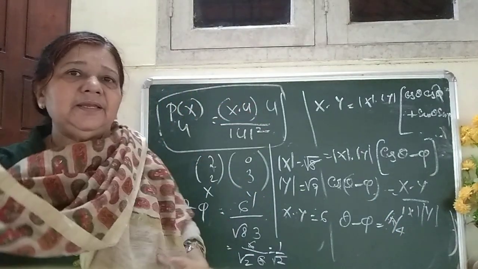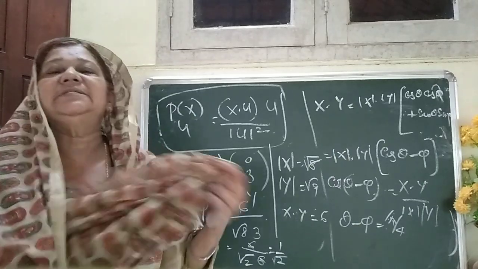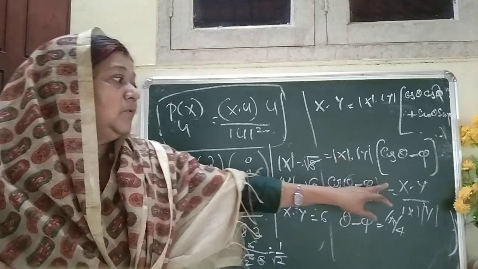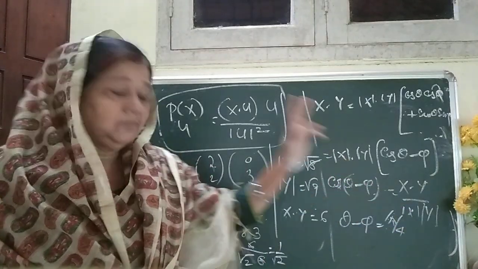So, we can find the angle between the two vectors by means of the formula cos theta minus phi equals x dot y by modulus of x into modulus of y.